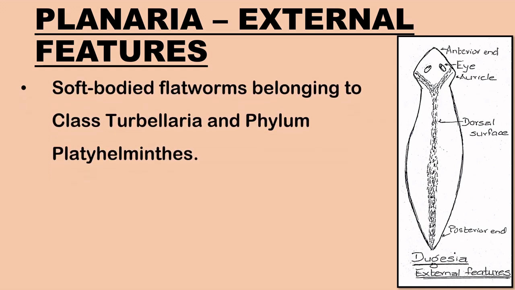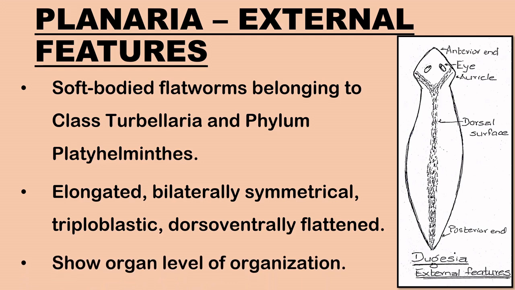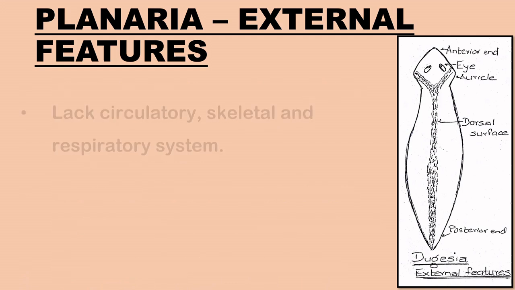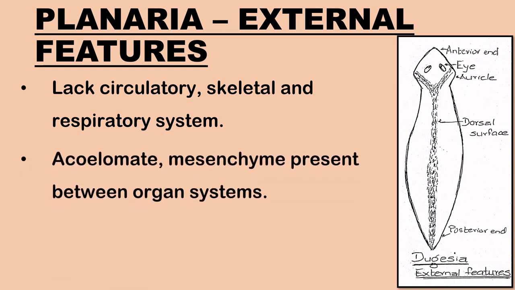Planaria are soft-bodied, free-living flatworms of the class Turbellaria and phylum Platyhelminthes. They are elongated, bilaterally symmetrical, triploblastic, and dorsoventrally flattened. They have an organ level of organization. They lack circulatory, skeletal, and respiratory system. They respire by simple diffusion through their body surface. Planaria are acoelomate, and the space between the organ systems is filled with connective tissue called parenchyma.